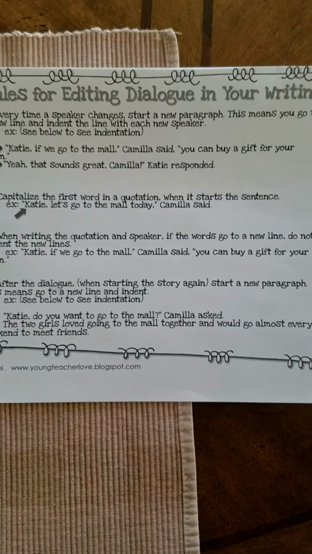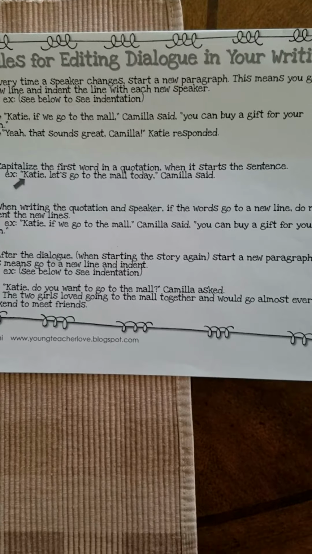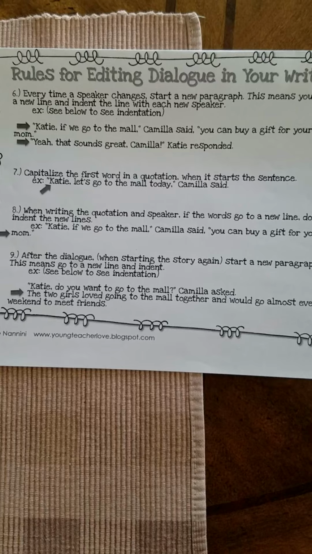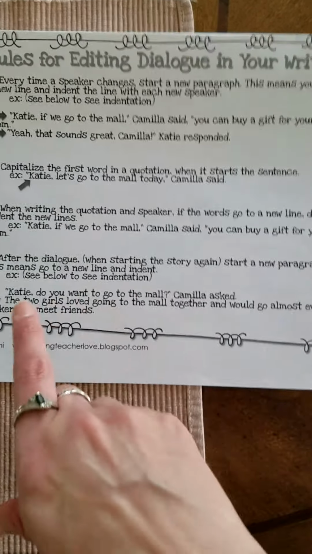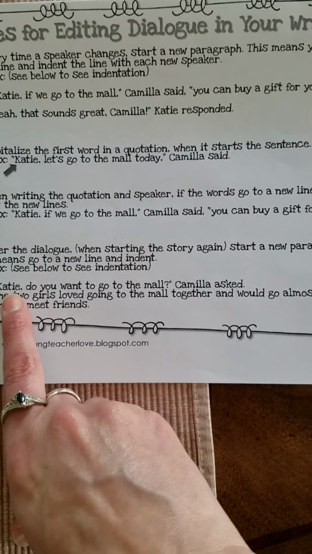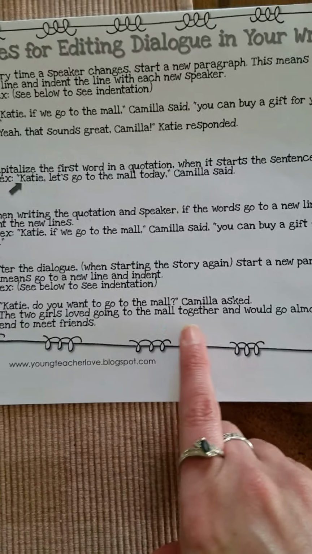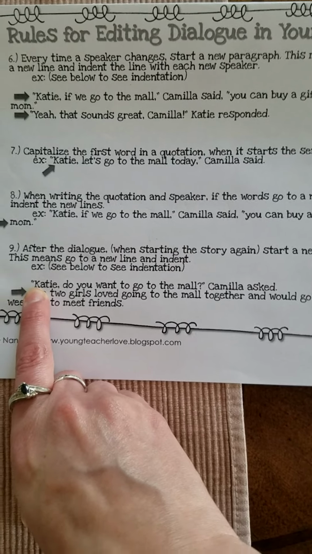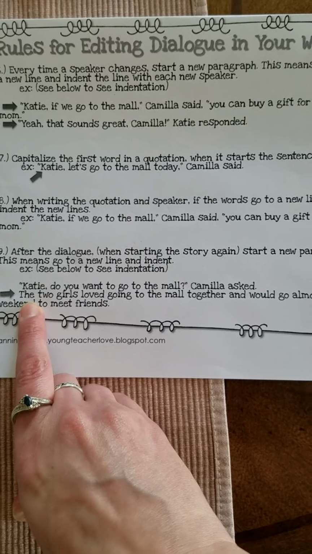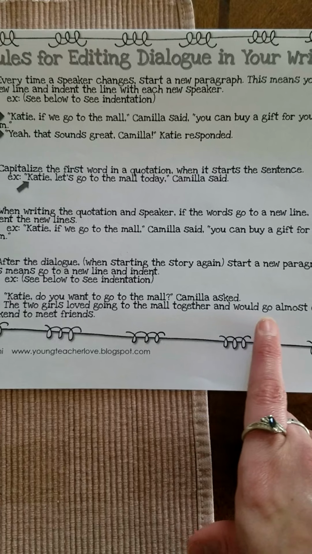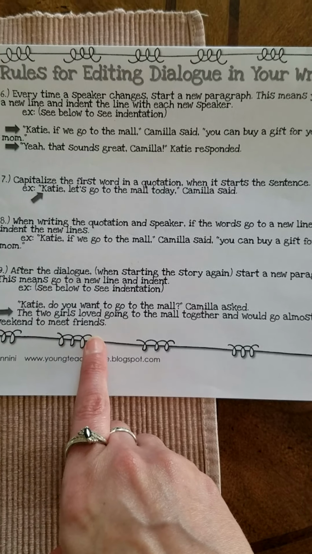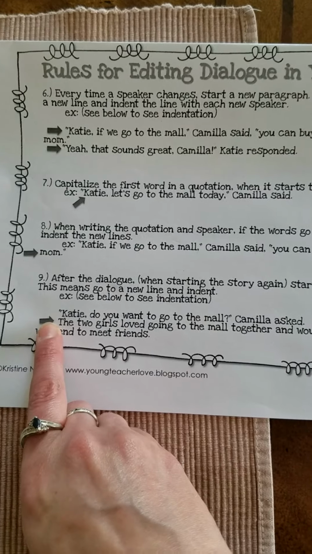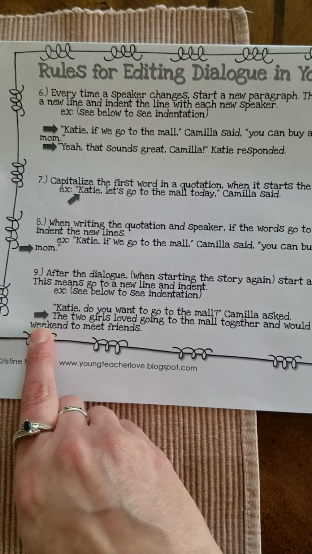After the dialogue, if the story continues, you are going to start a new paragraph. That means you will need a new indented line. An example of that is, "Katie, do you want to go to the mall?" Camilla asked. This line is indented. And then we have the two girls loved going to the mall together and would go almost every weekend to meet friends. Here we're continuing our story. So we're going to add another indentation here.